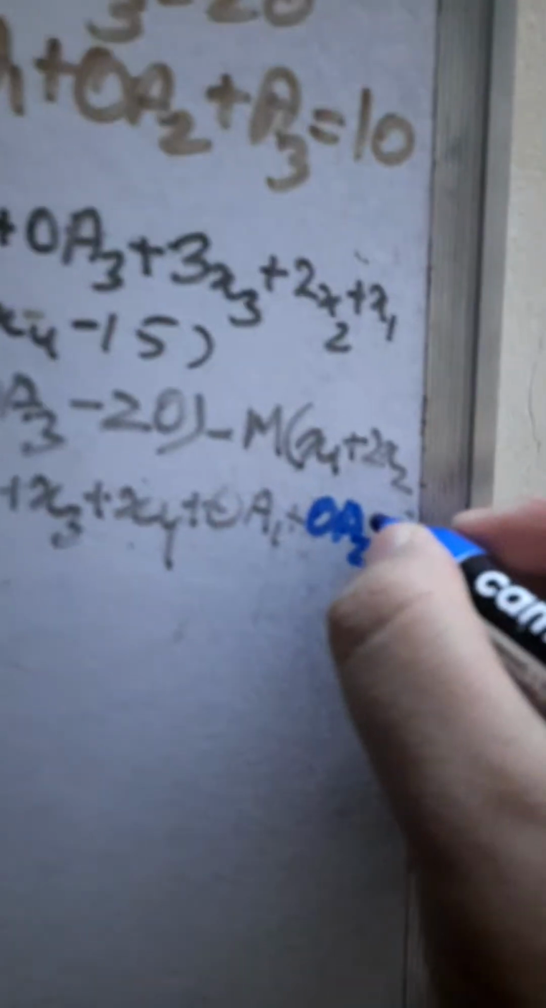Yes. And we did this. Open the marker. Yeah. 0a1 plus 0a2. Where were we? Yeah. Minus 10. Okay. Minus 10. Yeah, other equations are as they are.